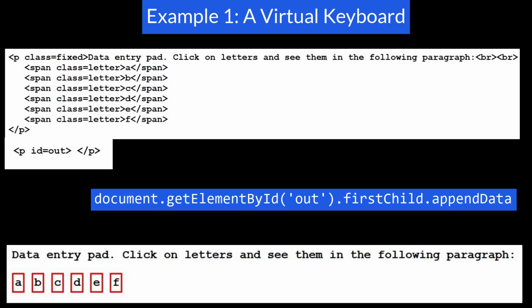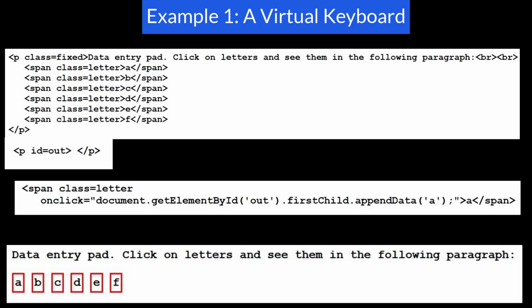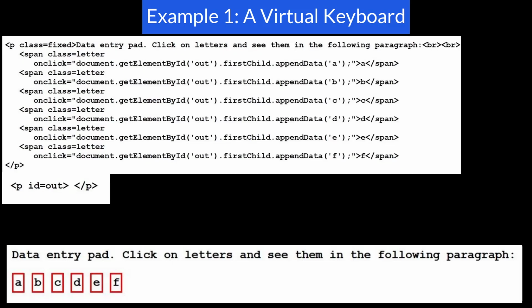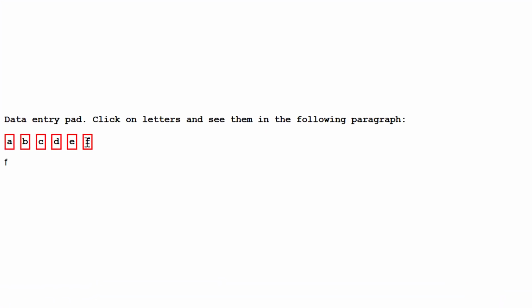So for example, the first letter entry now becomes this: span class equals letter onclick equals document.getElementById out.firstChild.appendData A, and then the content A. And continuing along that line, we see this code. Now this displays the same as before, but when the user clicks any of these letters, the letter then displays in the following paragraph. Take a look. So we click on F, and then A, and then C, and then E, and it all shows up in our next paragraph.